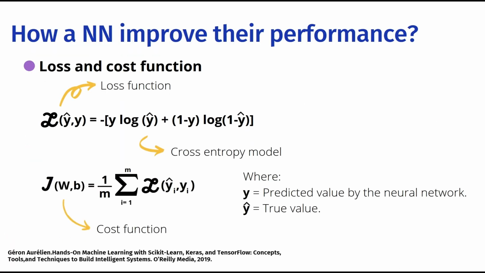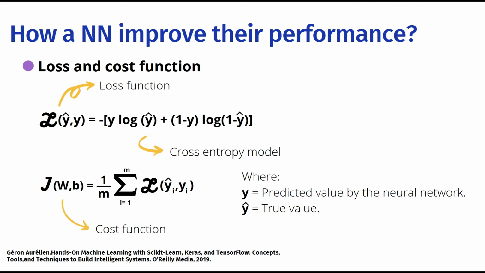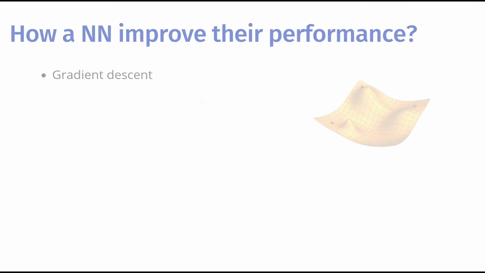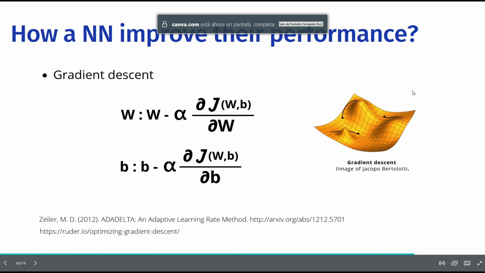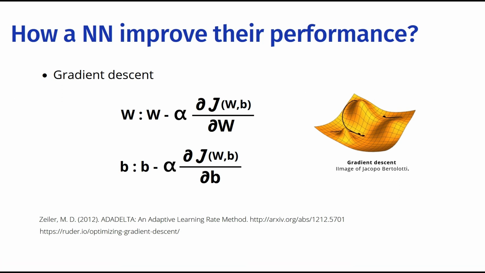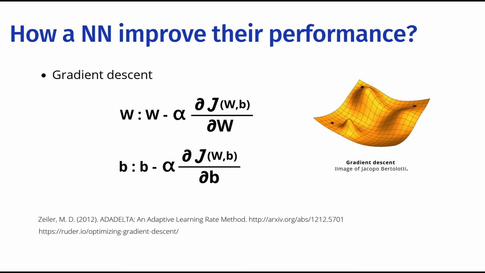To measure the accuracy of a prediction made by the neural network, we can use the cost function, which makes an average of the loss functions in the neural network. The loss function measures how distant the predictions are from the true value. After obtaining the cost function, we want to decrease that value, and this can be done using the gradient descent algorithm. This algorithm searches for the minimum in a plane.